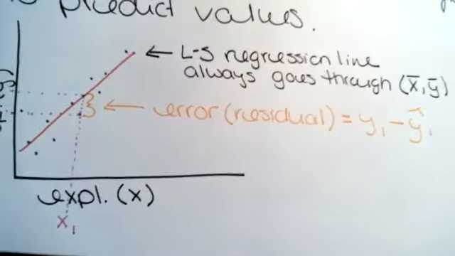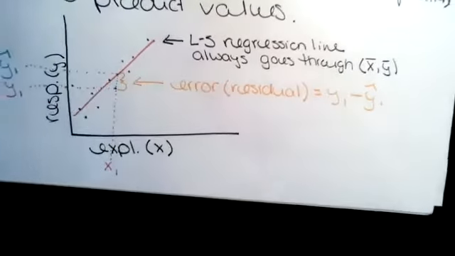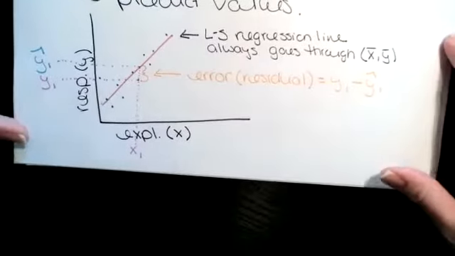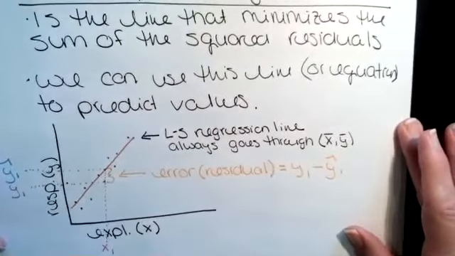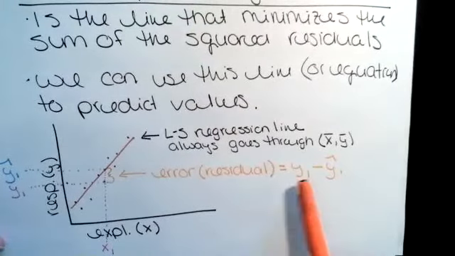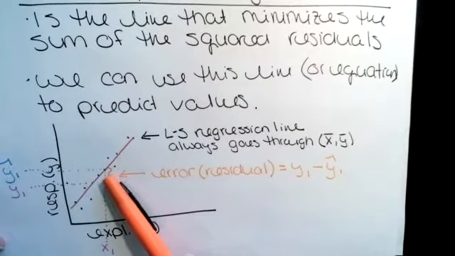So I'm going to zoom this out so we can see the whole paper again. That right there is what the least squares regression line is going to minimize: the sum of the squared residuals, that difference between an actual point and my line.